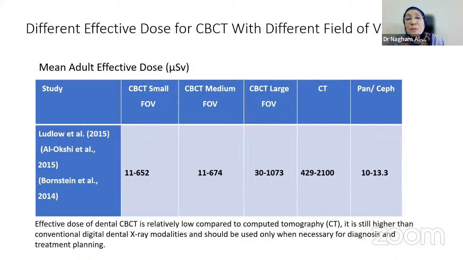Now, another important factor that affects the radiation dose of CBCT is the field of view. Since the size of the field of view is proportional to the radiation dose, it's always recommended that practitioners choose the smallest field of view that's needed.